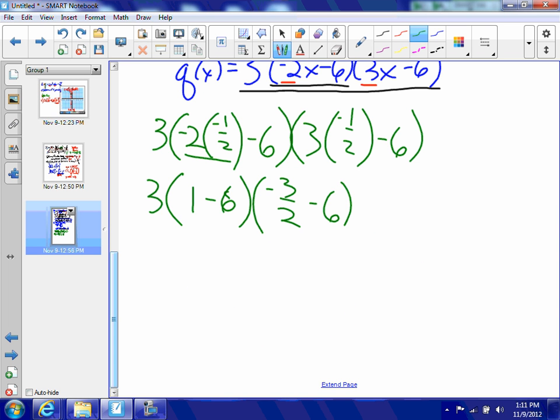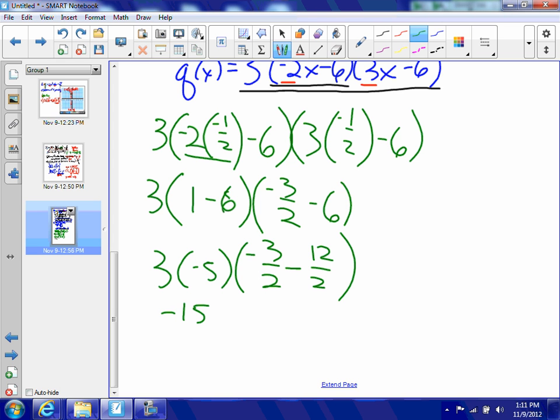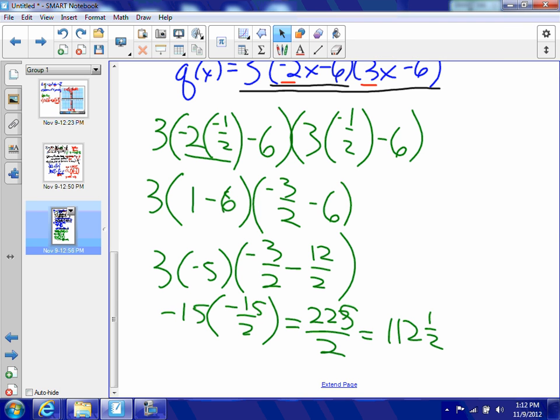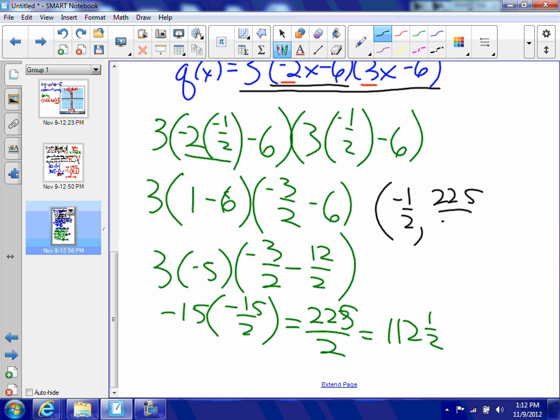So this is going to be 3 times negative 5. This is going to be negative 3/2 minus 12/2. So this is going to be negative 15 times negative 15/2. The square of 15 is 225. That's going to give me positive 225 halves, or 112.5 if you prefer a mixed number. So that is the y value of my vertex. So my vertex is negative 1/2, comma, 225 over 2. That's my vertex.